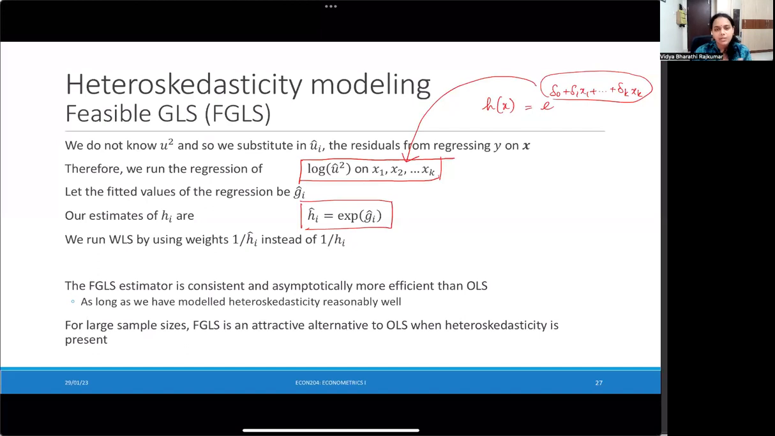So this is your feasible generalized least squares. So you define a functional form for that h of x, and you get an estimate of that from your sample. And once you know what that h hat is, you now construct your weights. And when you use such weights, such h hat values, you're running a feasible GLS model. And an FGLS is also consistent and asymptotically more efficient than OLS. So naturally, this method works better when you have a larger sample size. So whenever there's heteroscedasticity in your model, this is quite an attractive alternative to OLS.